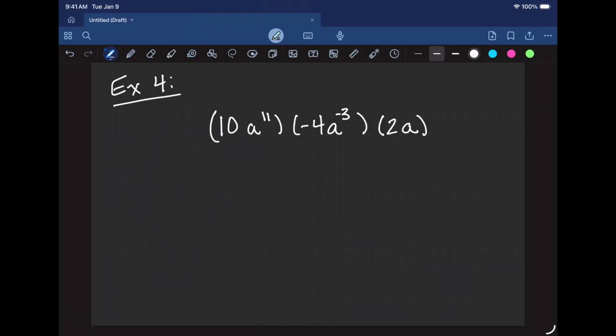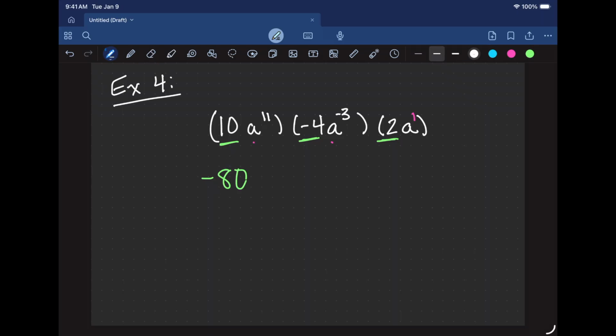Okay, example 4. Here we have 3 things that are being multiplied instead of 2, but the process is the same. So we're looking for invisible ones. My first A has an exponent, second one has an exponent, third one, oh, missing, get that invisible one in there. So now we're going to look for those coefficients. We have 3 of them present, so we got a 10, a -4, and a 2, and we're going to multiply all of those together. 10 times -4 is -40, times 2 would give you -80. If you weren't sure about that, check your calculator.